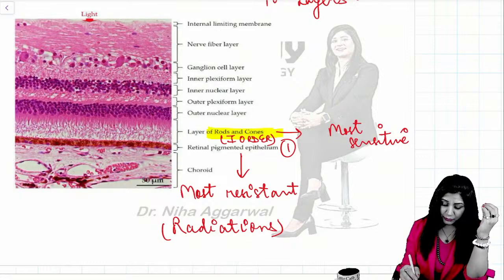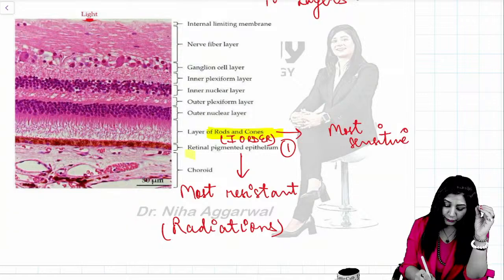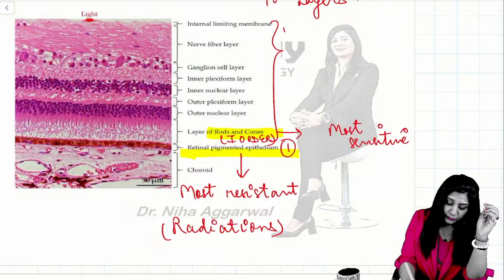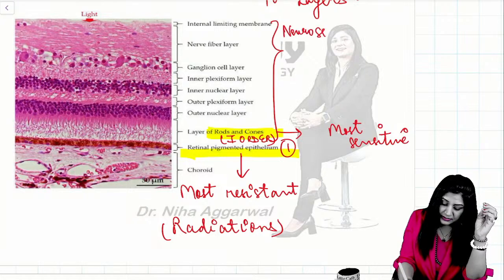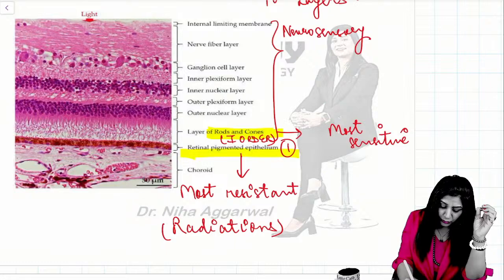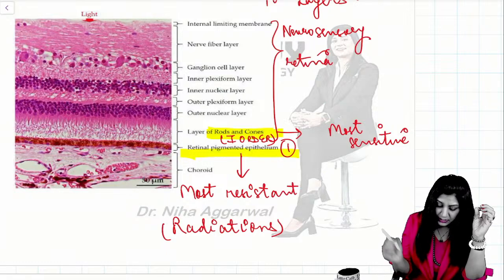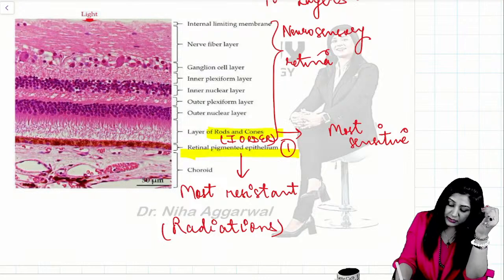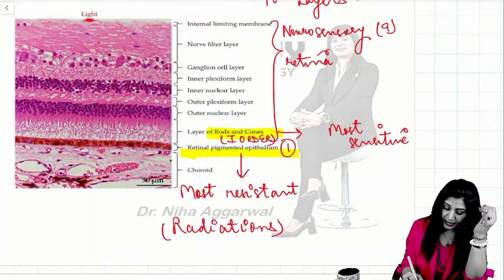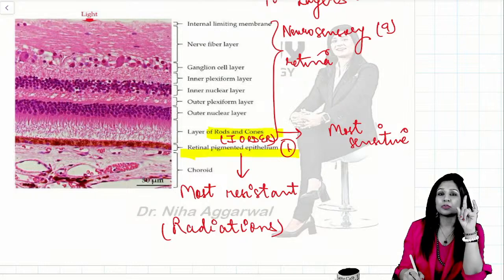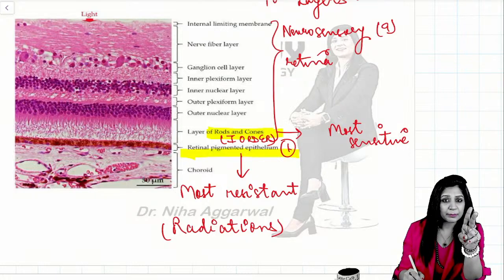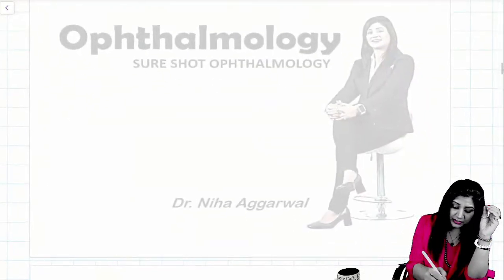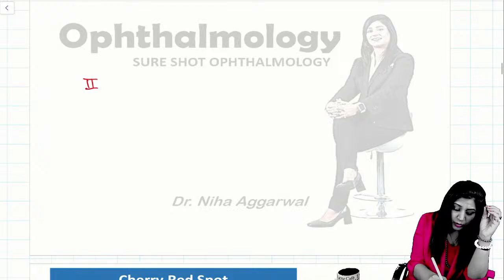And we have a total of 10 layers. Apart from the retinal pigment epithelium, the remaining 9 layers form the neurosensory retina. So the neurosensory retina consists of 9 layers, and one layer is your RPE layer. Total 10 layers. Outermost layer, then layer of photoreceptors, most resistant to radiation, most sensitive to radiations. And along with this, what are the second order, third order, as well as fourth order?